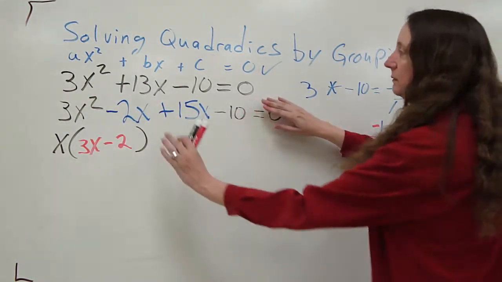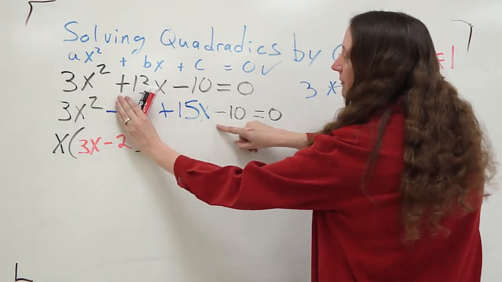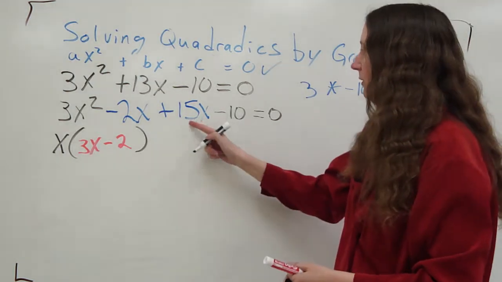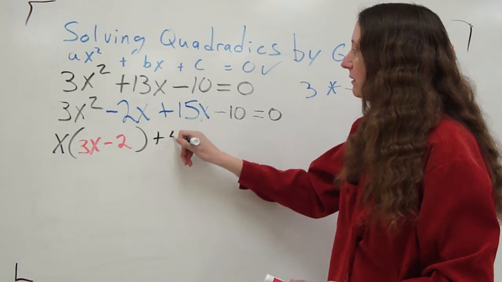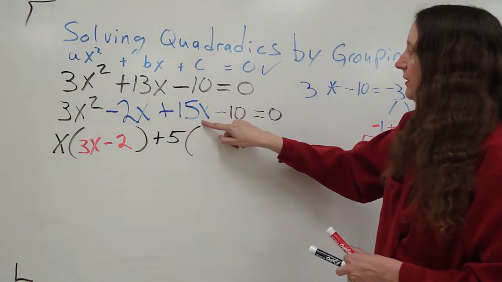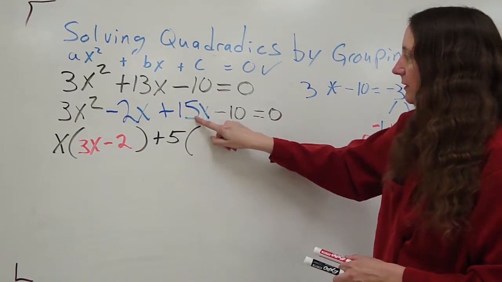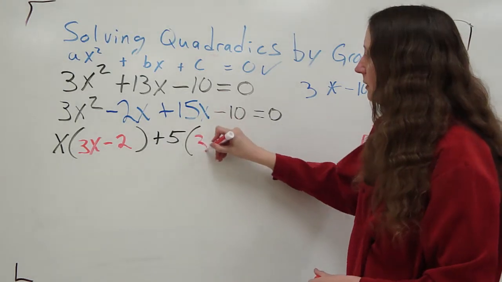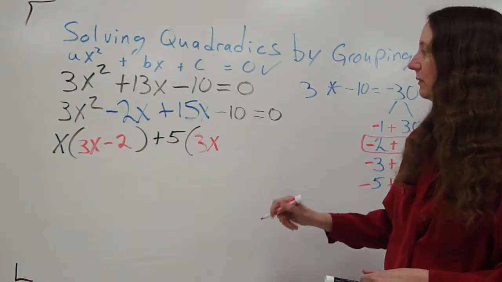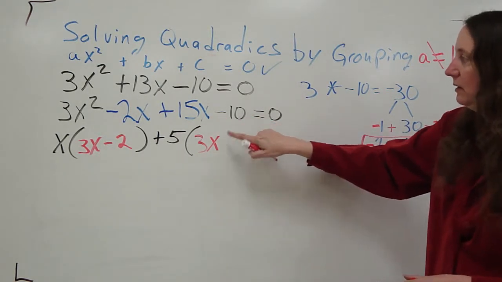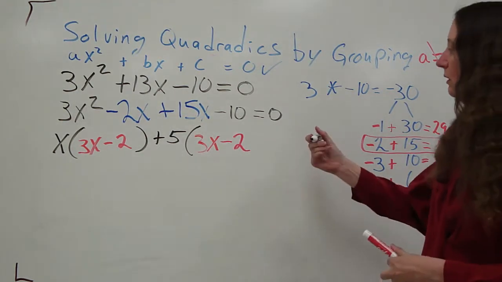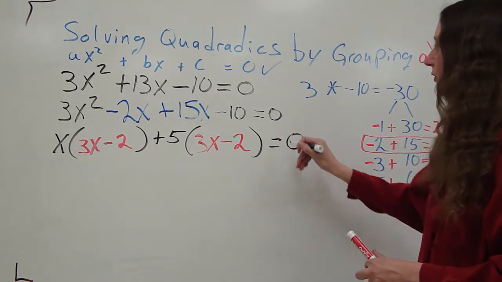Cover up the first half. Look only at the 15x minus 10. What can I factor out of that? Well, the 15 and the 10 can both be divided by 5. What am I left with? 15x divided by 5, 15 divided by 5 is 3. X, no x. I have to use the x. Negative 10 divided by 5, negative 2. Close up my parentheses and carry down the equal 0.